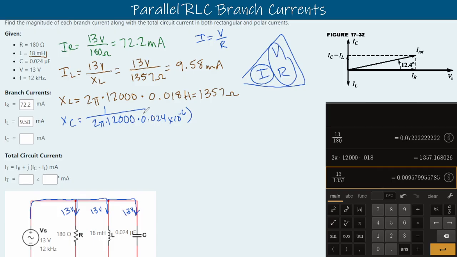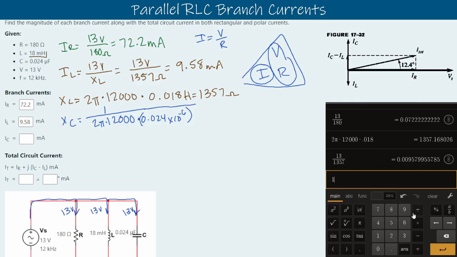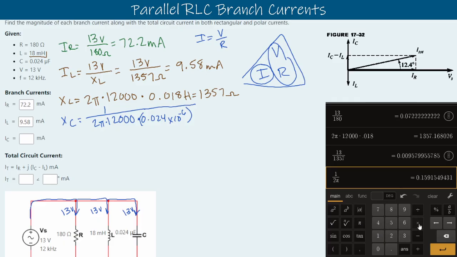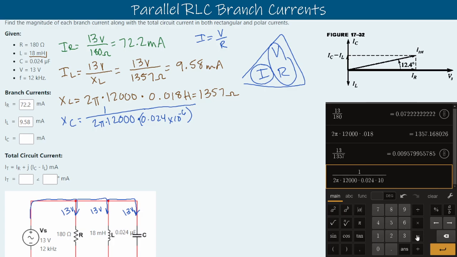And I'm going to plug it in just like that, so I make sure that I get all of those zeros in there. So 1 over 2 pi times 12,000 times a really small number, 0.024 times 10 to the -6 for our micro. That gives us 553. We'll round that up. So 553, that gives us ohms, which means we can plug into our Ohm's law equation for IC.